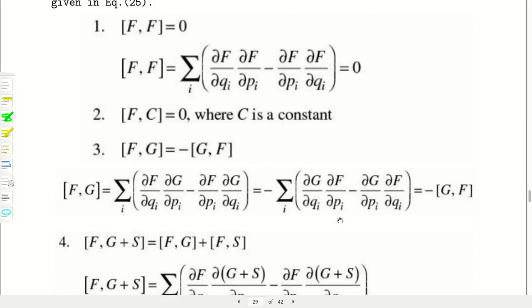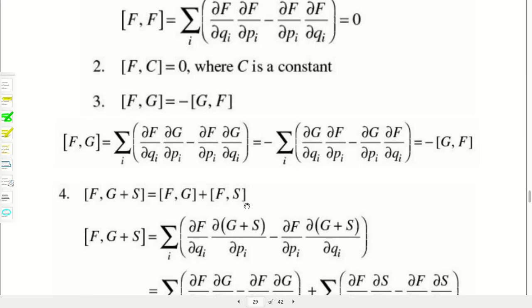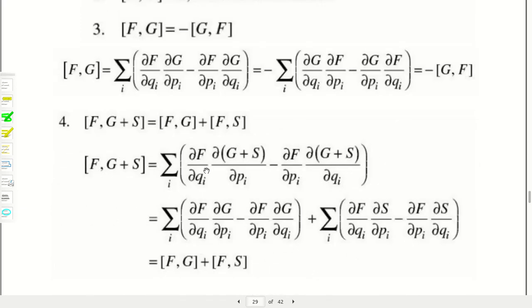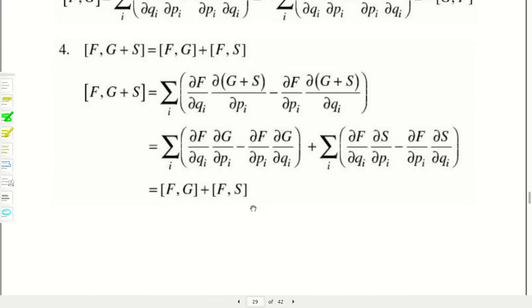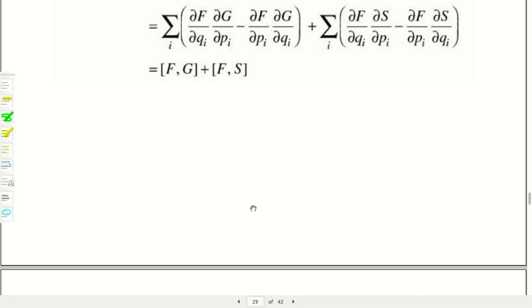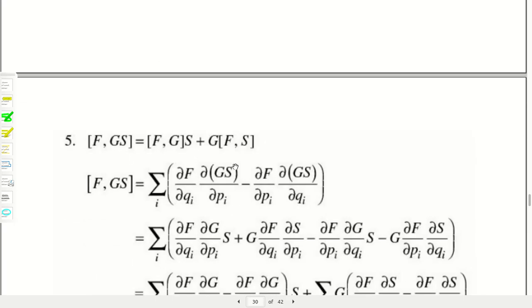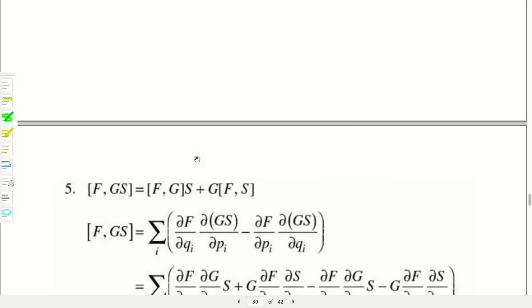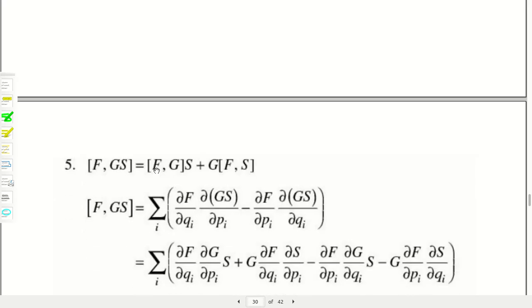It is proven here. Now the distributive law will follow. It will be very easily done. You can do it on your own very easily. And the distributive law again, that is distributive, this is commutative. And {f, gs} is equal to {f, g} s plus g {f, s}.